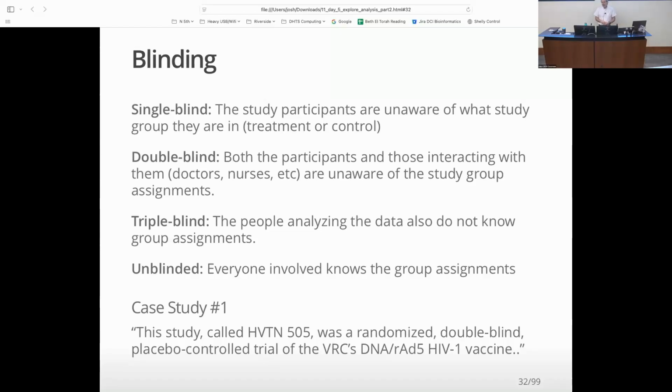Okay, so then why would you do something unblinded? If there seem to be all these good reasons for it, it seems like you should really do things triple blind, right? Why do things double blind, single blind, or unblinded?